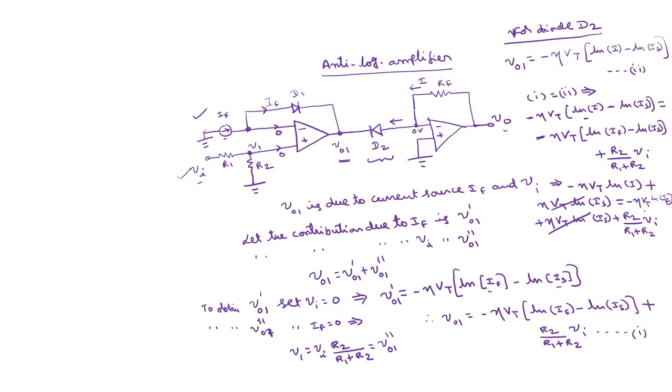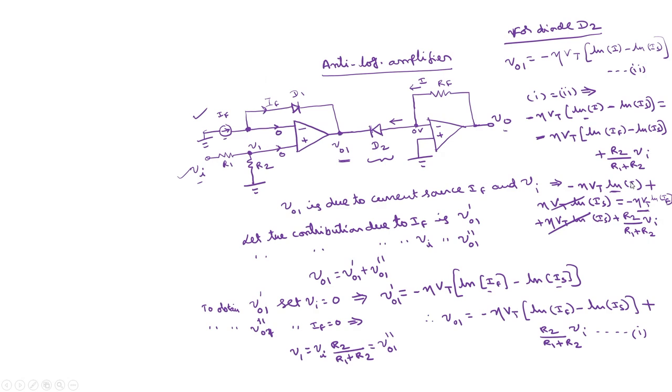If I take this term to the other side, then it will be plus. So, R2 by R1 plus R2 times Vi is equal to minus eta Vt logarithm of I, and this becomes plus eta Vt logarithm of IF.